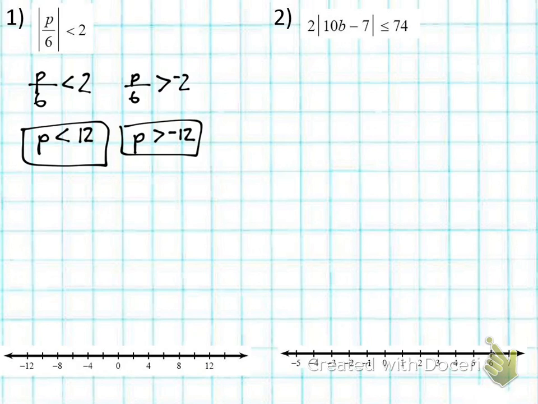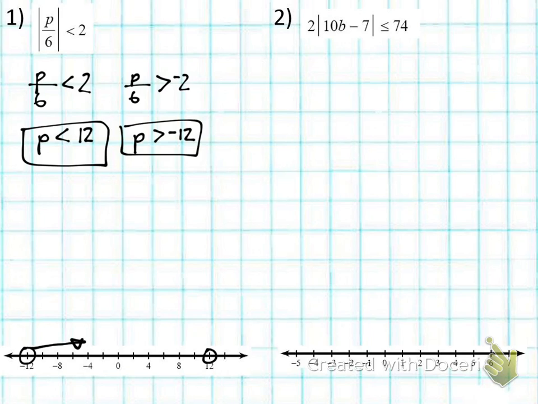Take the first one, p is less than 12, go to the number 12. Draw a circle. It doesn't have equal to, so we're not going to fill it in. And it says it's less than, so I know that my line should be going to the left. I don't know how far left yet, but it's going to be going to the left, okay? Then we go to -12, and it's saying p is greater than -12. It's not equal to, so I'm not going to fill it in. And it's going to the right.